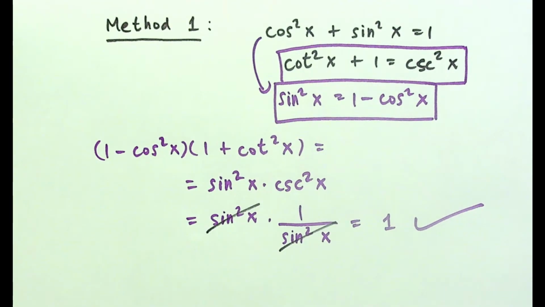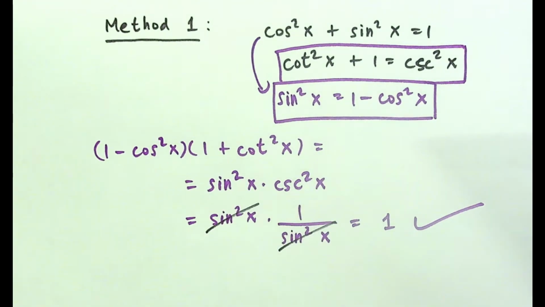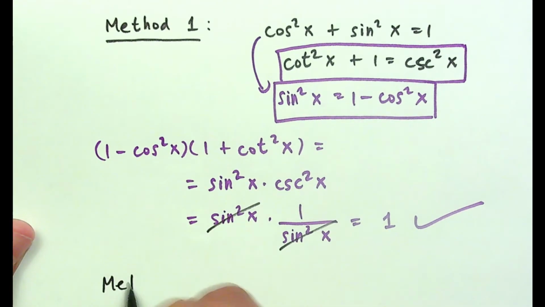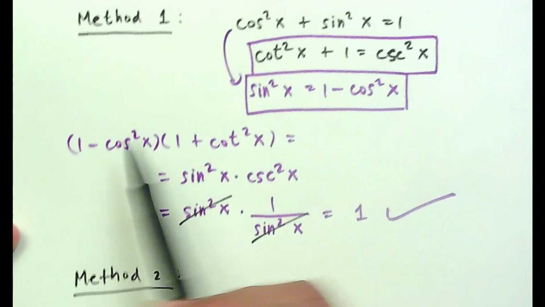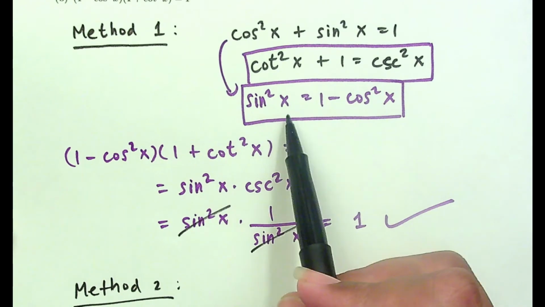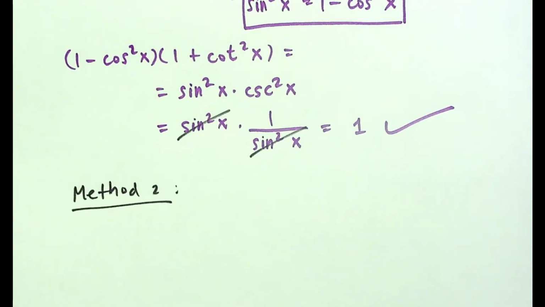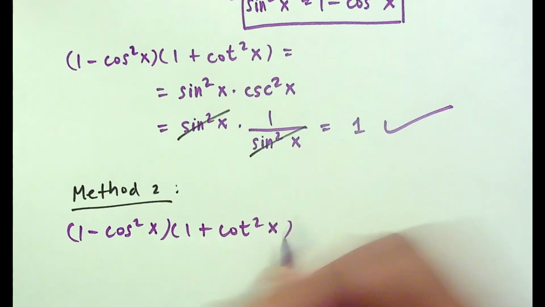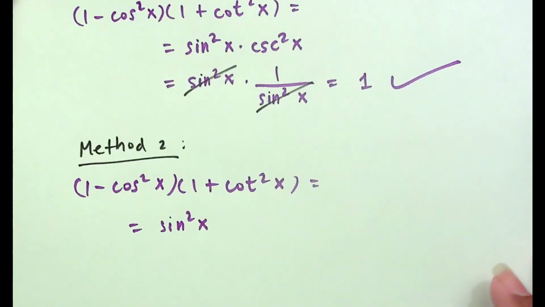Another way we could have done this is by changing just one of these. So instead of changing both of them like we did here, let's see what we would get if we change only one of them. Let's say the first one. Let's call that method 2, the second way of doing this. Using cosine squared plus sine squared equals 1, sine squared of x equals 1 minus cosine squared. Let's change just the first one. So we have 1 minus cosine squared of x times 1 plus cotangent squared of x. Changing just the first parentheses, that is equal to sine squared.